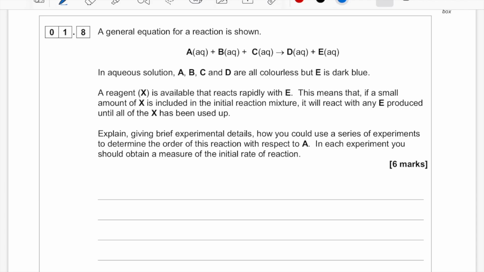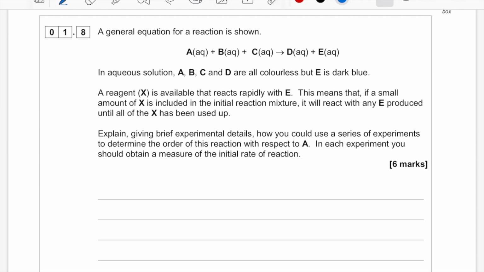The faster that E is produced, the faster that X is used up, and then once X is used up, E will remain, and that's when we get our color change. So the end of the 100-meter race is the equivalent of X having all been used up and E now suddenly appearing. So if we've got a fast runner, if we've got a fast reaction, then X gets used up much faster, and so E appears much quicker. If we've got a slow runner and the reaction is slower, then it takes longer for X to be used up, so it takes longer for E to appear.